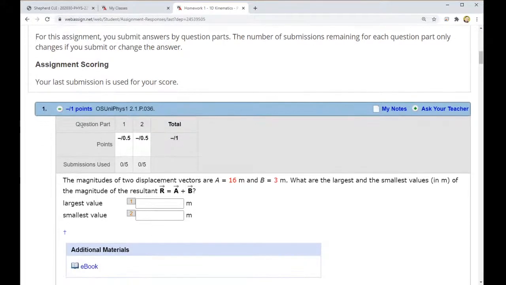And you can see how many submissions you use. One of the good things about WebAssign is that if you submit a wrong answer, it's not over. You can make corrections and submit again, and get full credit if you get it right on a subsequent submission. And so you're getting instant feedback.